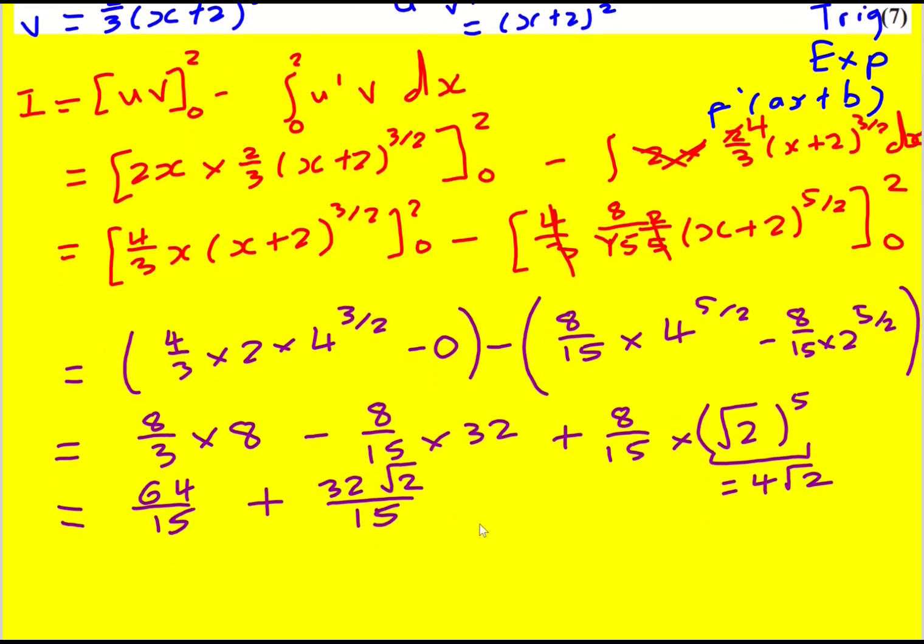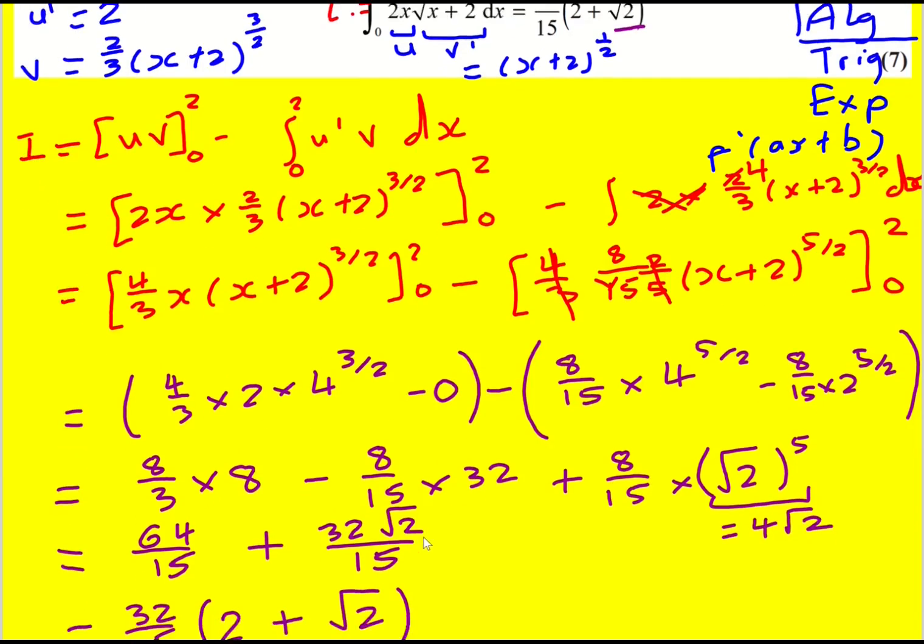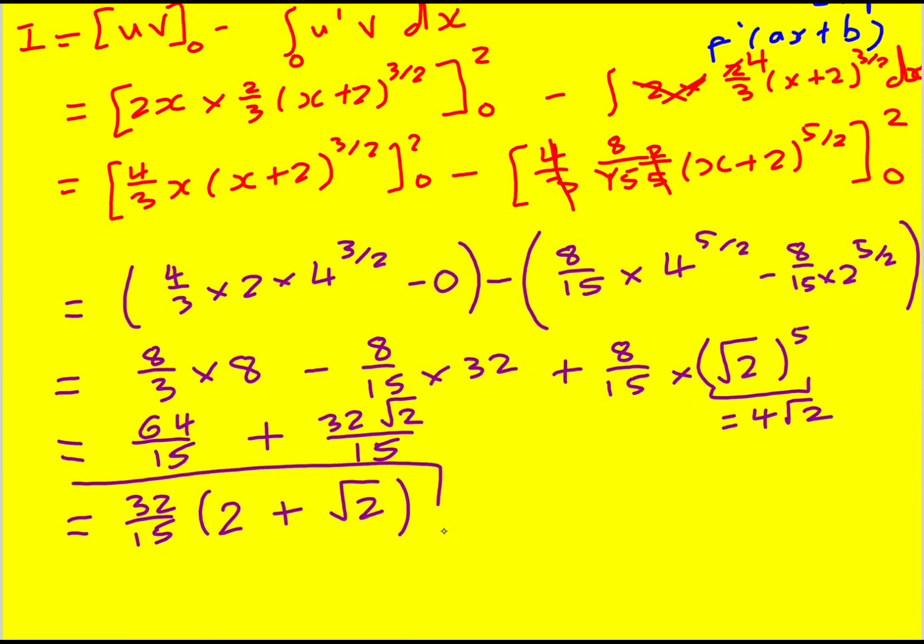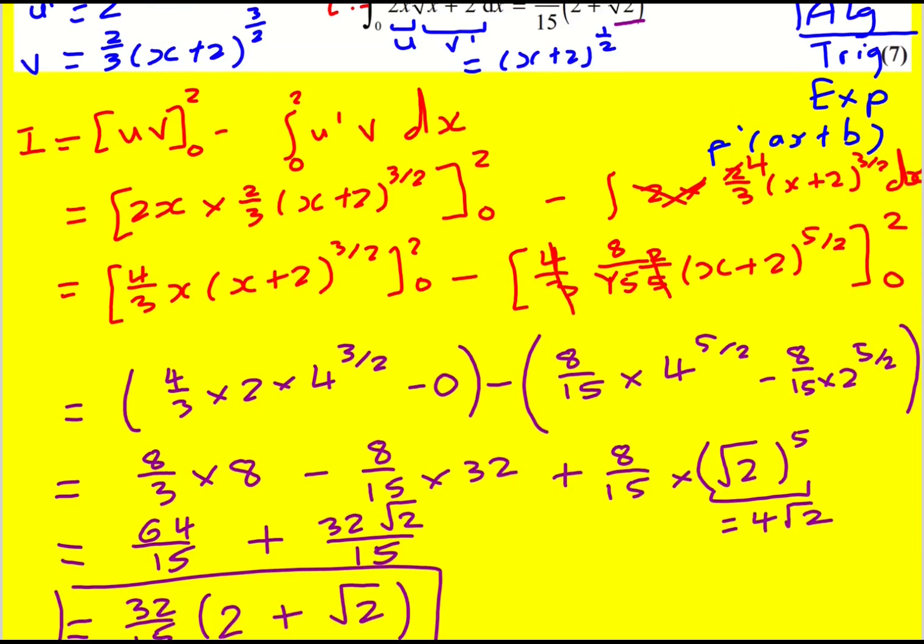Okay, we're one step away. I can now factorize out the 32 over 15 as they've done in the final answer. That's going to leave me a 2 here, get my 64 over 15, and then I'm just going to be adding root 2, which is what we're after. So we're pretty happy with that. So yeah, integration by parts, it works out okay.